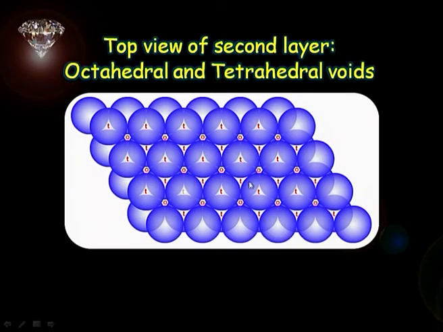So, having identified the tetrahedral voids and octahedral voids, let us try to put them together and see what is where. What you find is that in this view of the top of the second layer, there are a number of tetrahedral voids.